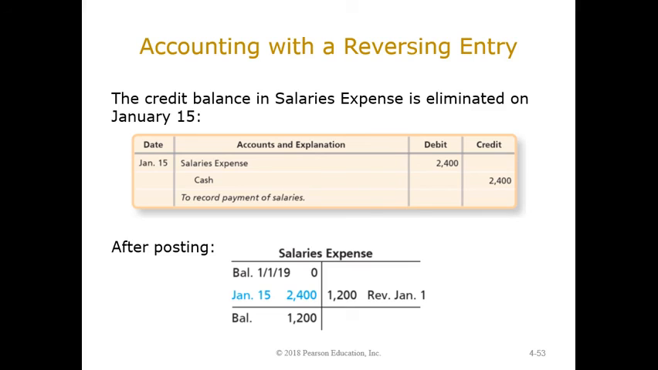Then when we go to pay the employees on January 15th, this is what that journal entry would look like. So it just makes things look a little bit cleaner. We would have a debit to salaries expense for $2,400 and a credit to cash for $2,400. Again, these are not necessary, but they can make your books look a little bit cleaner.